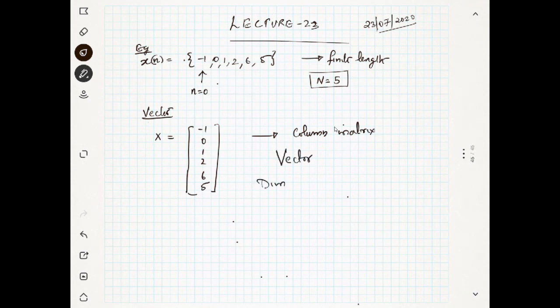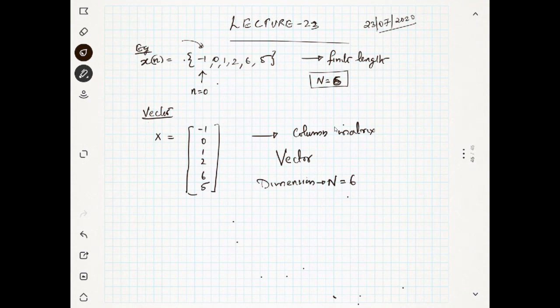And what is the dimension of this vector? Dimension of this vector, how many elements here? Sorry, here the length of the signal is 6. I have made a mistake here. This is the first value, this is the second value, third, fourth, 5, 6. So what is the dimension here? The dimension n equal to 6. Is it okay? Yes. Okay. So we can represent a finite length signal by using a vector.